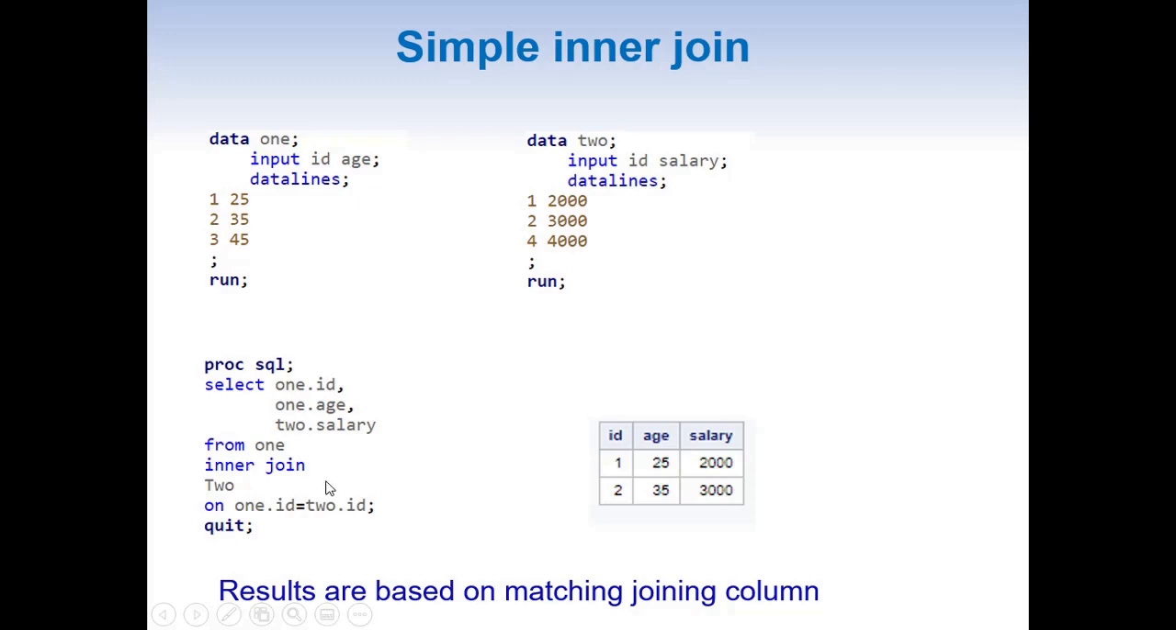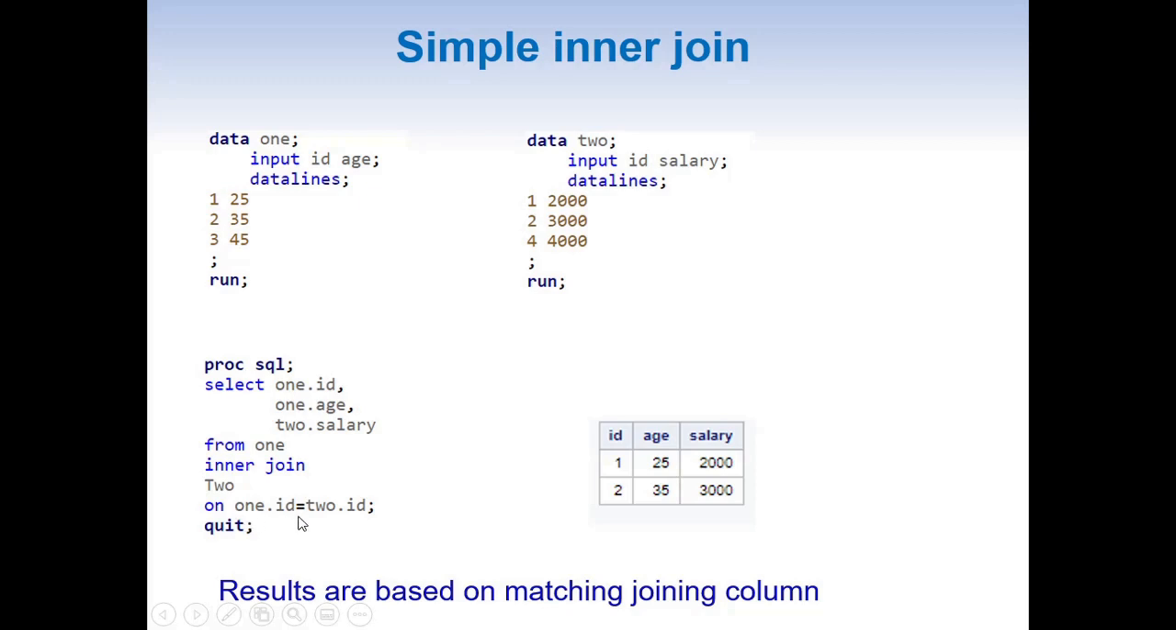Let's start from the from clause itself. Here we have from 1 inner join 2. So whenever we want to do an inner join, first we need to say from dataset 1, whatever we want to put in here, and dataset 2. And then we are going to say on 1.id equal to 2.id. What is meant by 1.id?